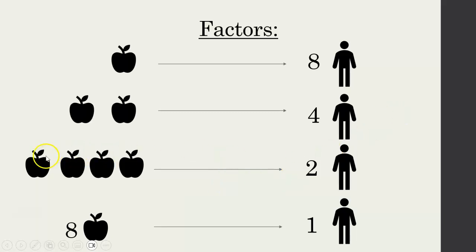Another thing we could do is we could have 4 apples and give them to 2 people. So let's say Anna could take 4 apples, and then her friend John could have another 4 apples. Or, Anna could be really greedy. She could be by herself, and she could take 8 apples. So these are all the ways we could divide up the apples to people.